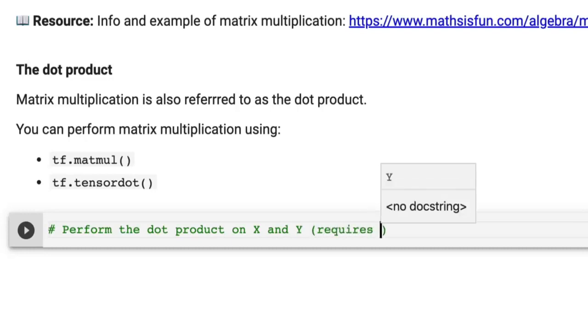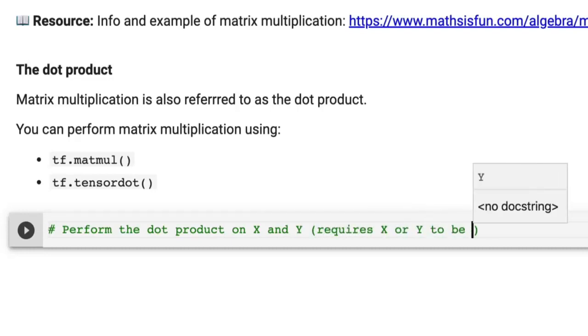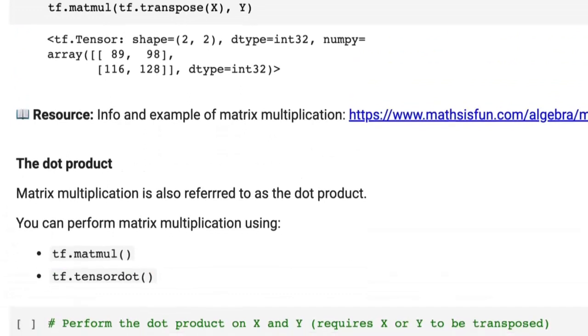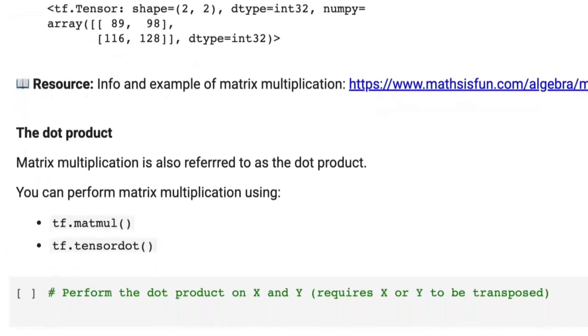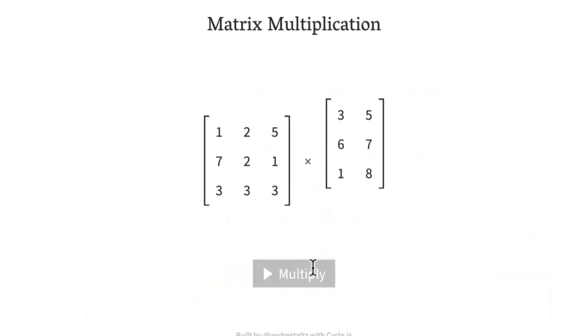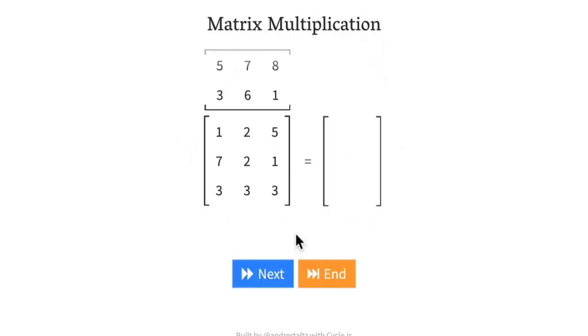Now this requires x or y to be transposed. We've also seen how transposing results in different outputs than reshaping. Transposing is flipping the axis, whereas reshaping is just reshuffling. So if we reset this, I want you to have a guess at what type of operation this is. Is this a reshape if I go like that and flip it? Or is that a transpose?